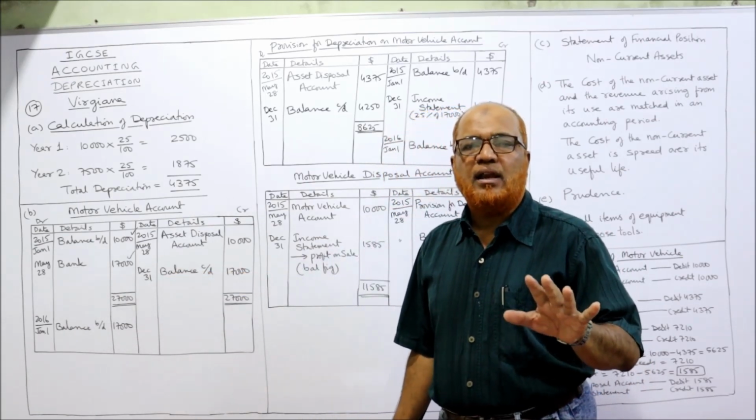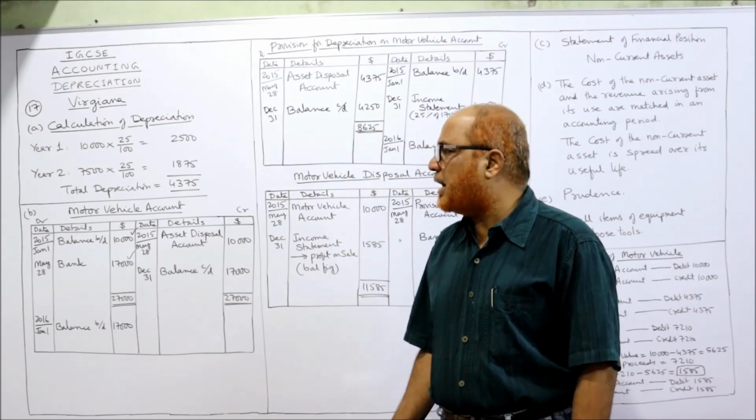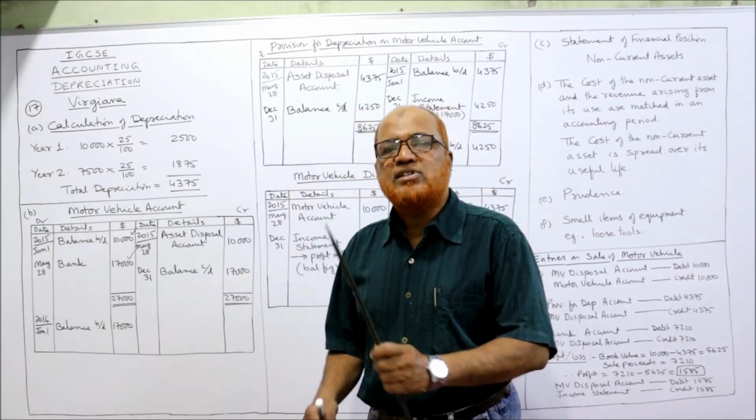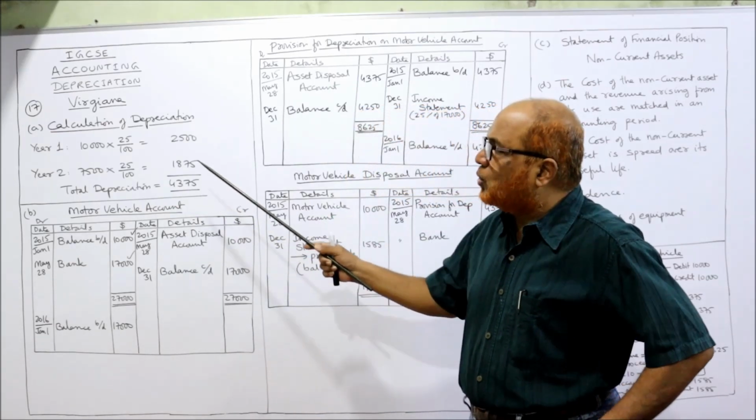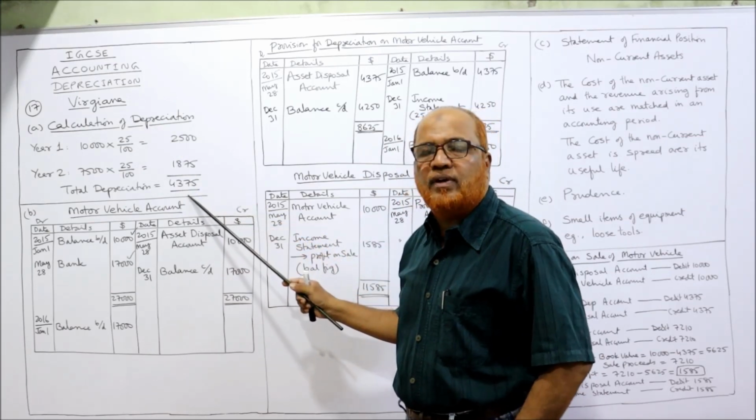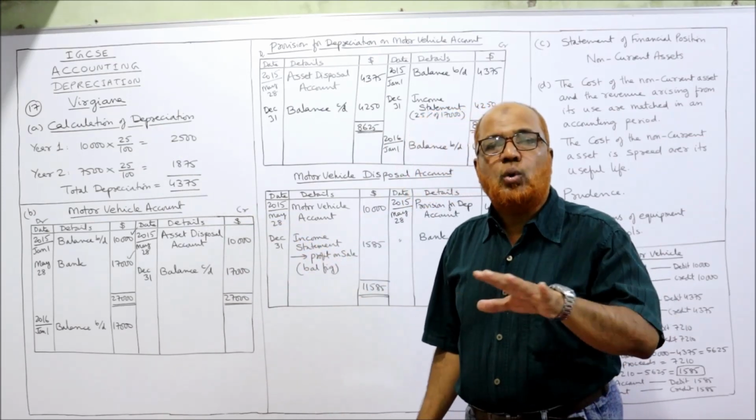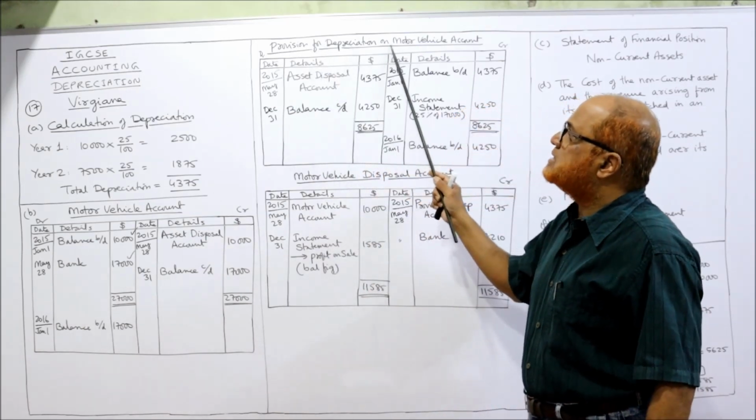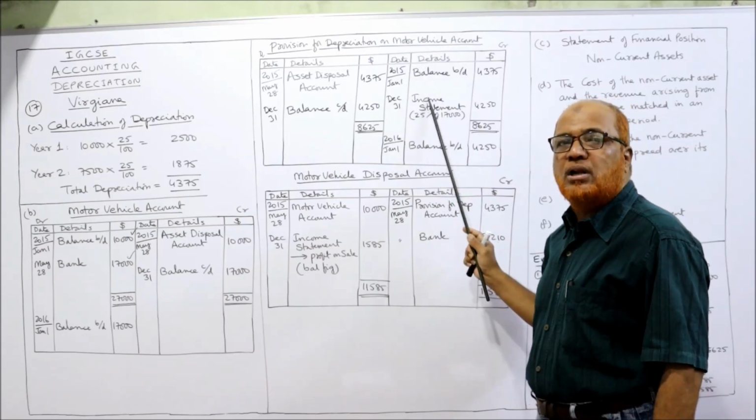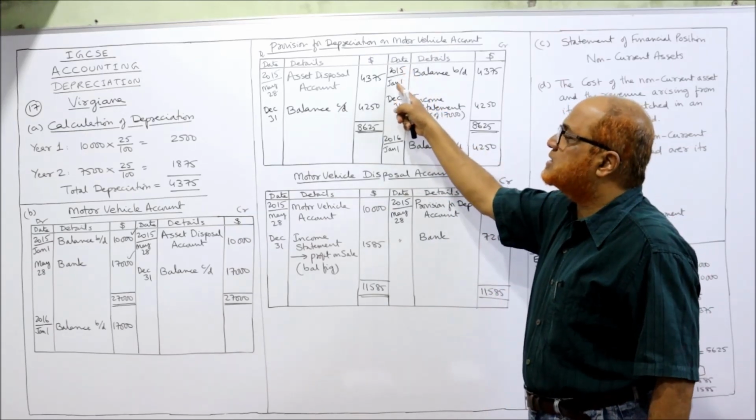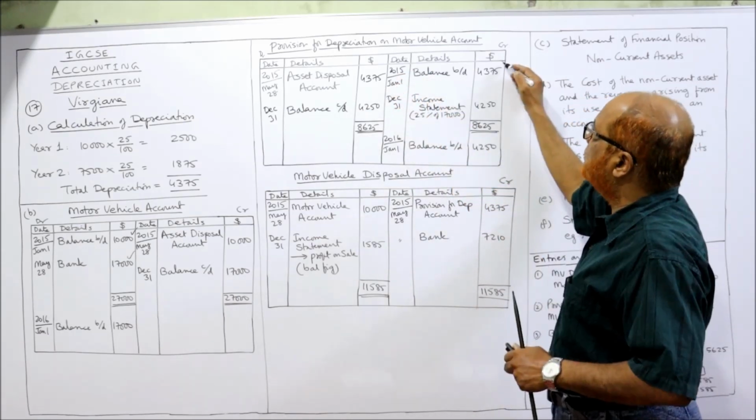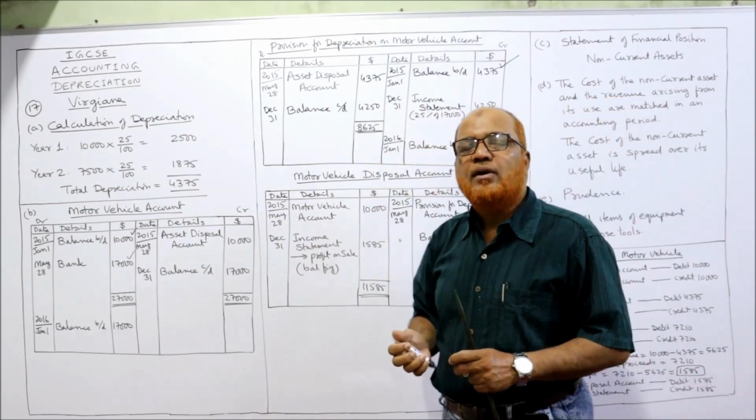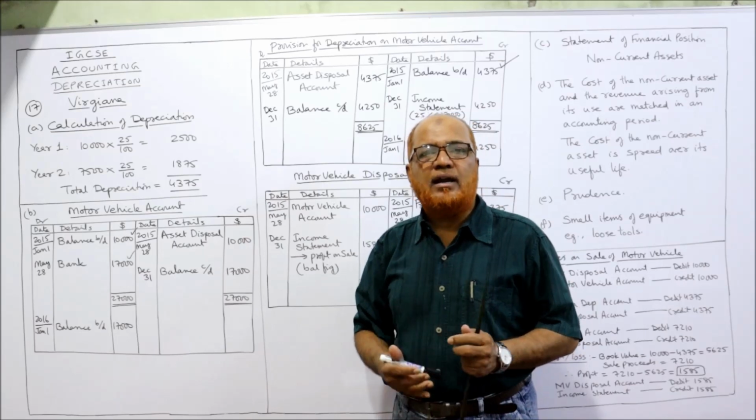So whenever a vehicle is sold, you should pass 4 entries. Here I have written all the 4 entries when the vehicle is sold. First of all, we'll make a brought down balance. How much is the total depreciation provided on motor vehicle? 4,375. This is the total depreciation provided on motor vehicle for 2 years. So in provision for depreciation on motor vehicle, balance brought down on the credit side, January 1st, 2015, balance brought down 4,375. This is the total depreciation brought down balance, right? Now, whenever an asset is sold, 4 entries will be passed.